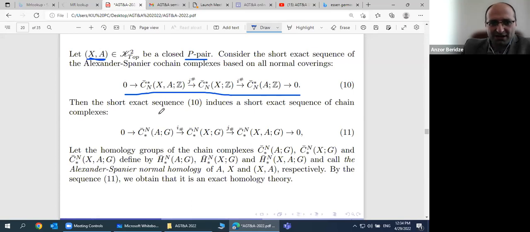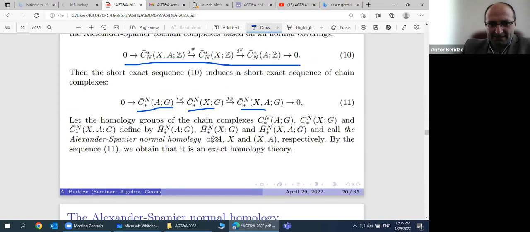And using our approach, as I mentioned, this is a cone of the chain mapping, not the Hom of this cochain complex. We will construct the short exact sequence of chain complexes. And of course, the homology theory of these chain complexes gives the exact homology theory. And this homology theory is called Alexander-Spanier normal homology.